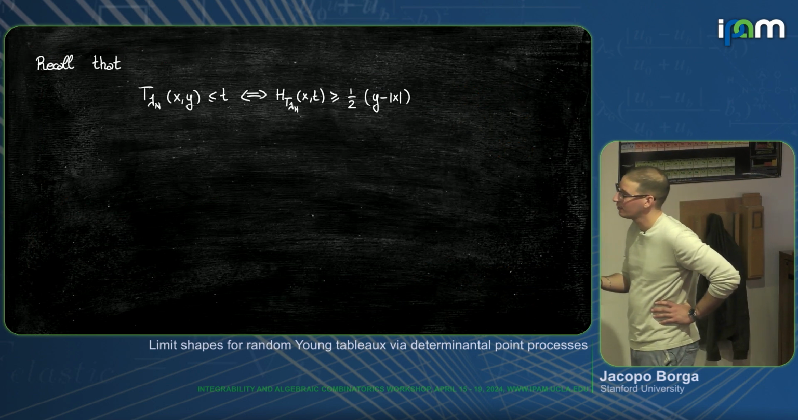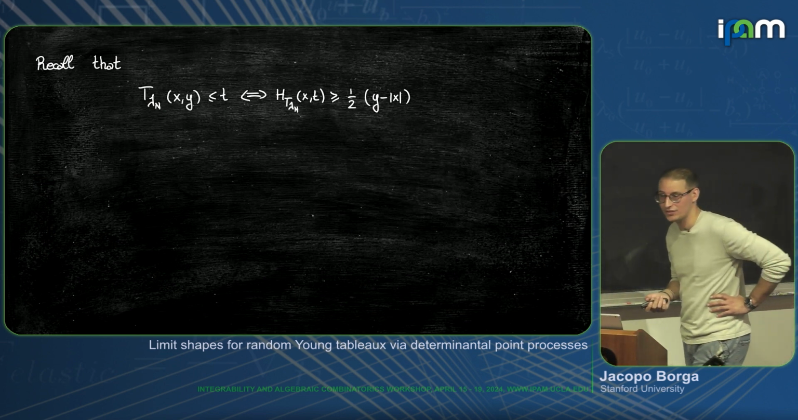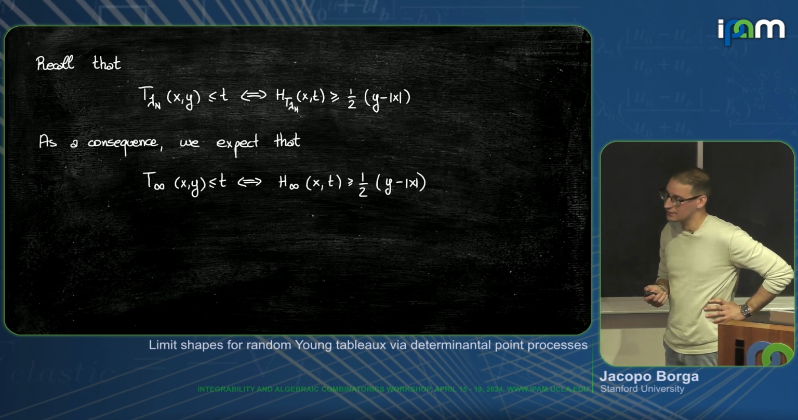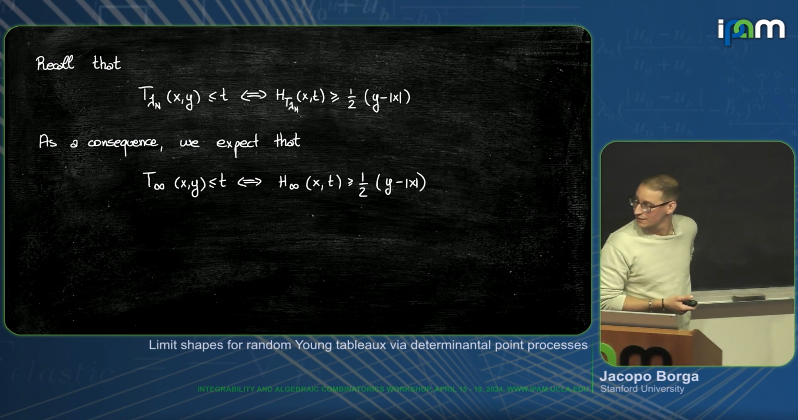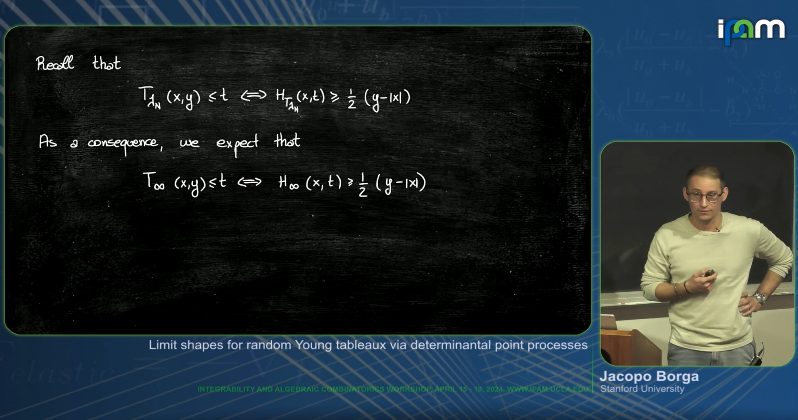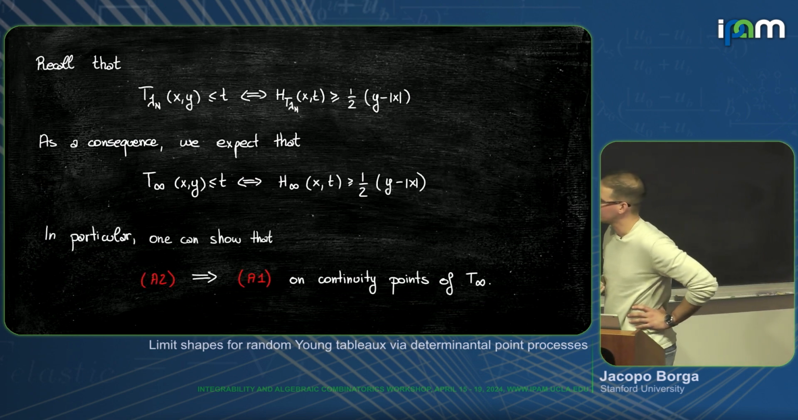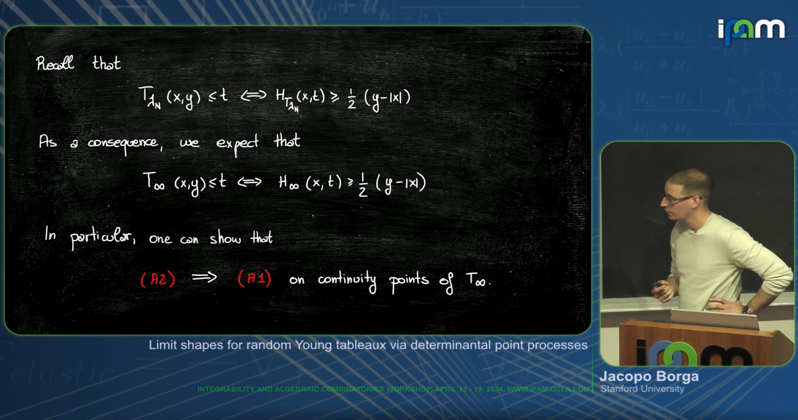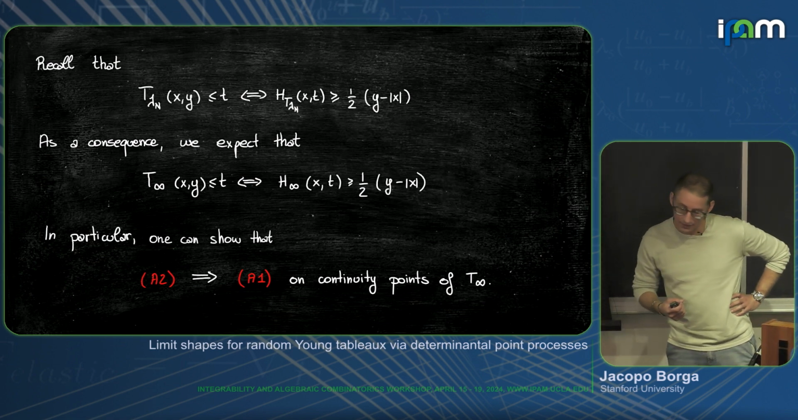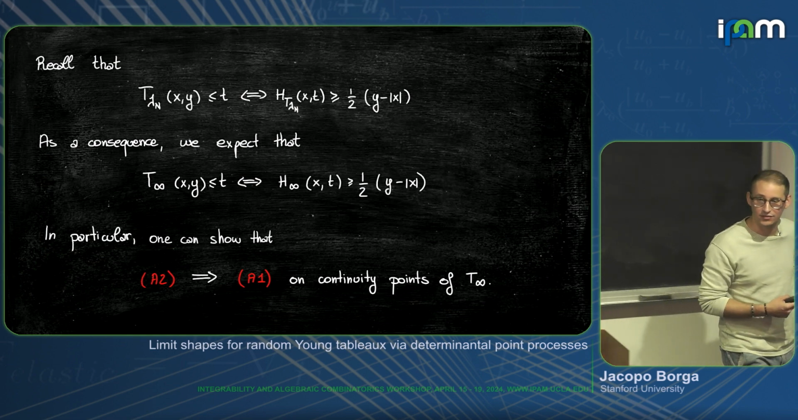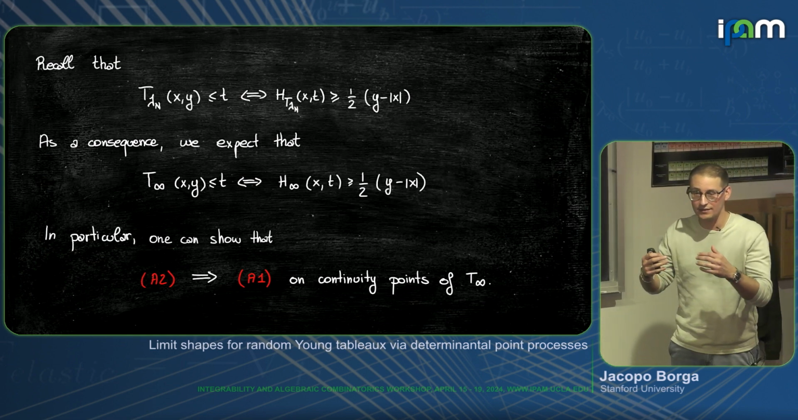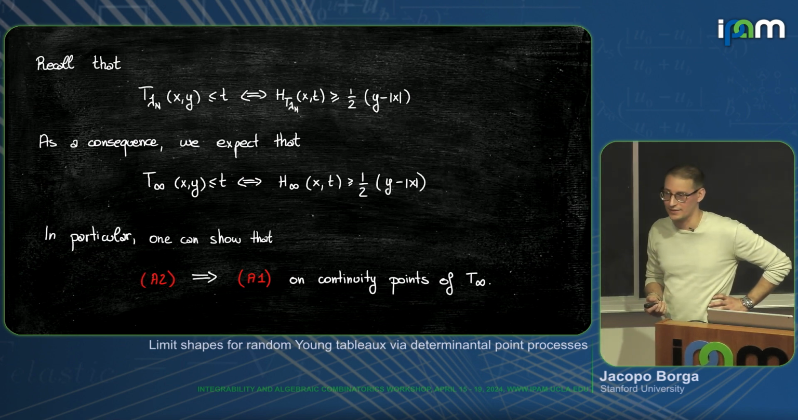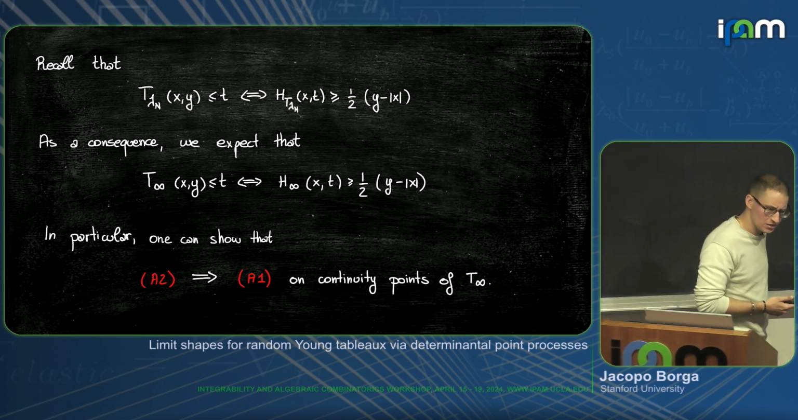Remember our relation that says if I give you the height function, you can recover the tableau. This is true at the discrete level. And you expect that the same relation, if the limits are not too bad, is true at the continuum level. Almost, in the sense that what you can prove is that if you know the height function, you can recover the surface under the assumption that the limiting surface, the limiting Young tableau in the surface point of view, is continuous. If you have this, then the two problems are exactly equivalent. And it's not too hard to prove.